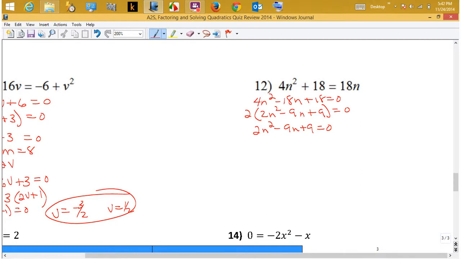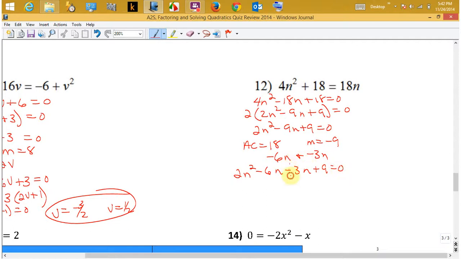Okay. Doing AC middle, I'm going to have AC is equal to 2 times 9, that's 18. The middle is equal to negative 9. Two numbers that multiply to 18 and add to negative 9. How about a negative 6n and a negative 3n? So I'm going to put the 6 with the 2. So I'll have 2n squared minus 6n minus 3n plus 9 equal to 0.